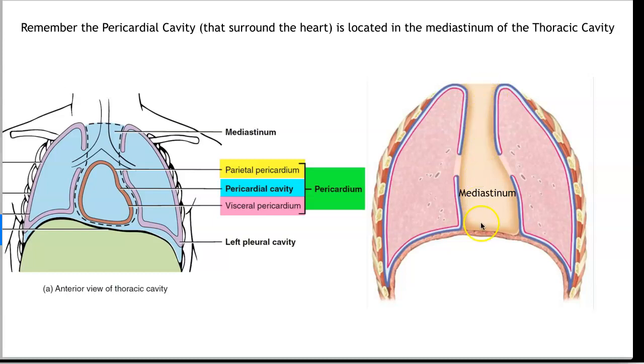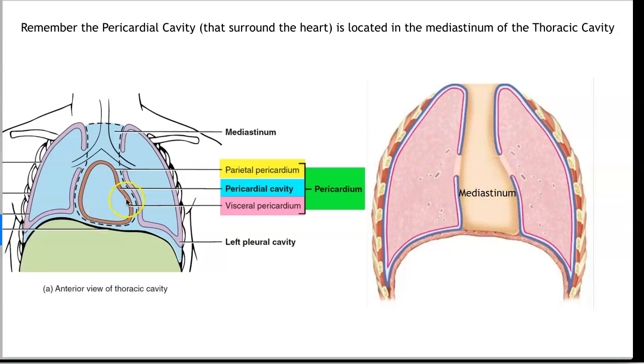Remember, the esophagus runs here. The trachea, the air tube that takes air in and out of the lungs, is in here. The great big blood vessels that take blood in and out of the heart are here. And the pericardial cavity is within here.